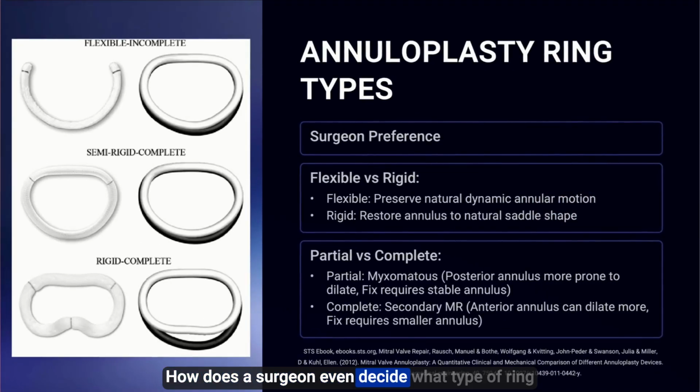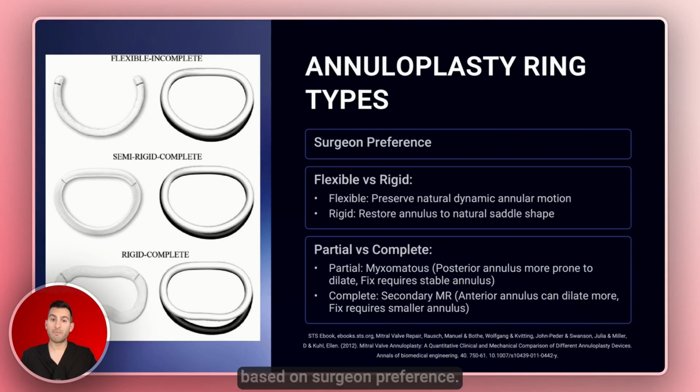How does a surgeon even decide what type of ring or band, flexible or rigid, partial or complete? How do they even decide what they're going to put on a valve? Well, frankly, a lot of this is based on surgeon preference. There's a few principles to remember.